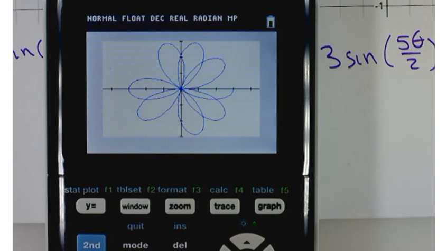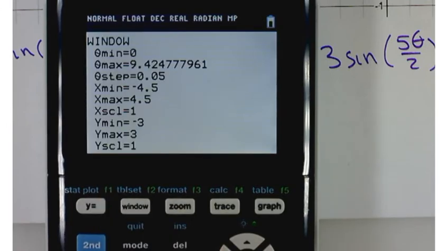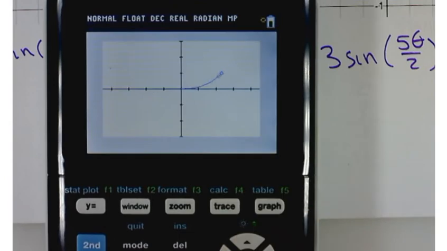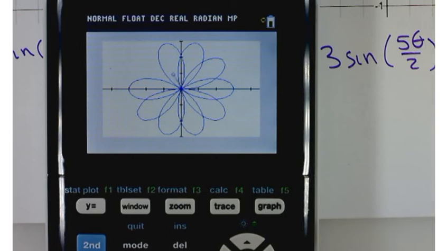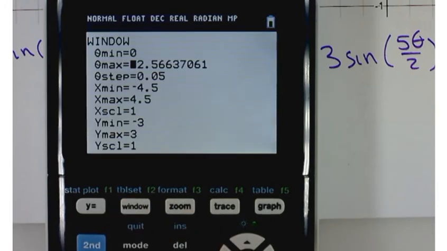Does it look like I got a complete graph here? Well, what should I try next? 4 pi? All right, so let's try 4 pi. And now graph it. Does that look pretty good? Hopefully. Let's try 5 pi.